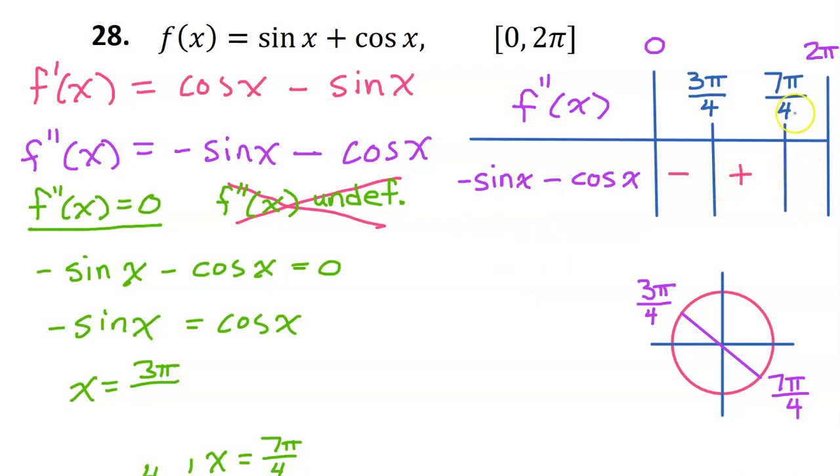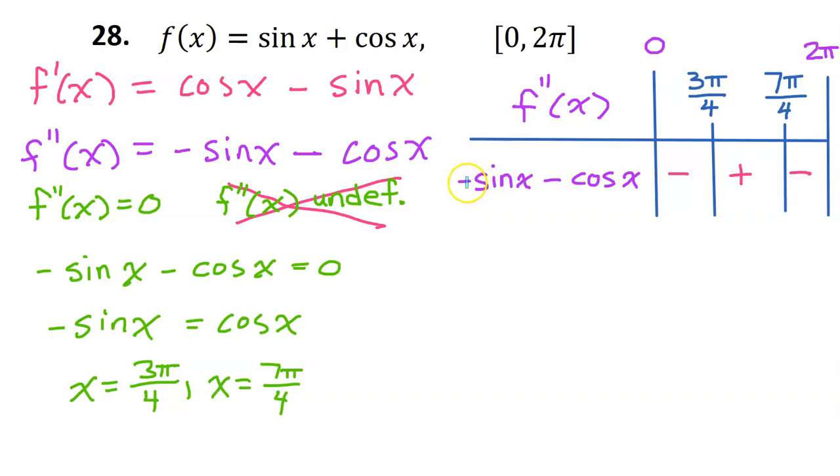Finally, we need a value between 7 pi over 4 and 2 pi. Luckily, I'm noticing that 2 pi is included in the interval with a bracket, so I'm going to go ahead and use 2 pi itself. So that would give us negative sine 2 pi minus cosine 2 pi. Sine is that y value, so sine is going to be 0 here, so this will be 0. Cosine is the x value, which is 1 in this position. So 0 minus 1 is negative 1. That means f double prime will be negative in this interval.